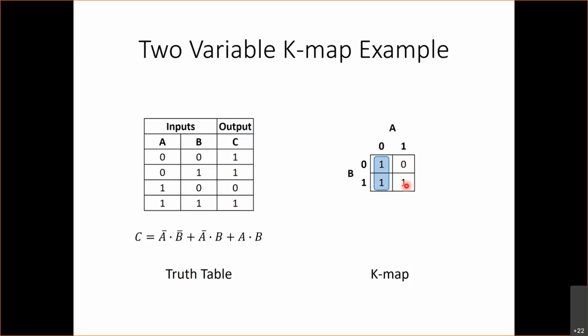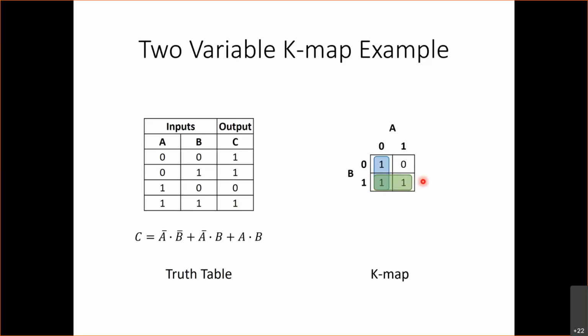Now I still need to cover this one with a rectangle. I could put just a square over this one on its own. However, we want to look for the largest possible rectangles because that will give us the most simplification. So there's actually a larger rectangle that I can use to cover this one, which is this rectangle in green over here, which also covers this one over here. So it's okay that I covered this one twice. What I care about is using the largest possible rectangles to cover all my ones.